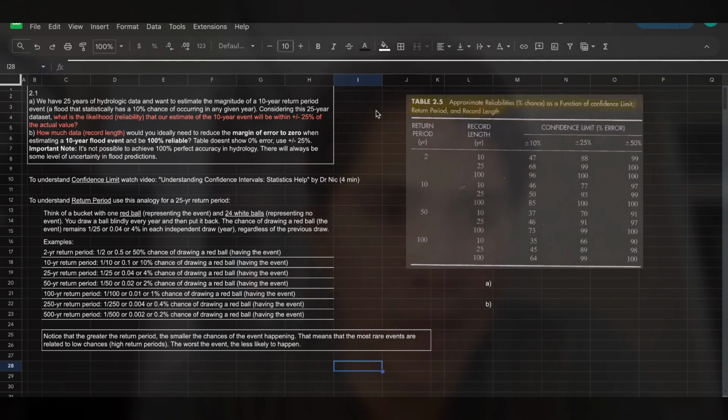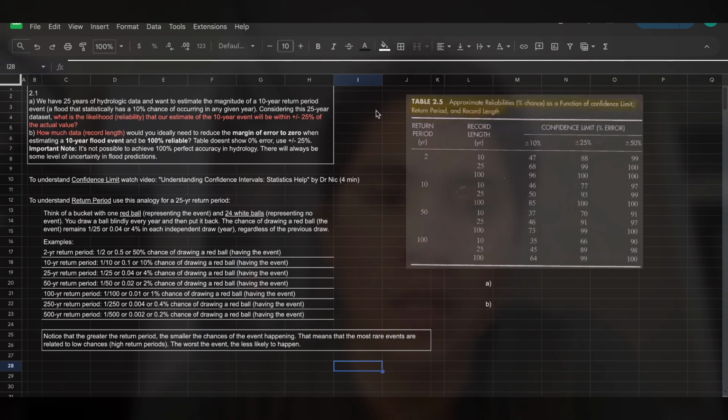That's part A. Part B: how much data, or record length, would you ideally need to reduce the margin of error to zero when estimating a 10-year flood event and be 100% reliable? For this question, the table doesn't show a 0% error, so we're going to use the plus or minus 25%, and that actually matches the answer that the book gives.